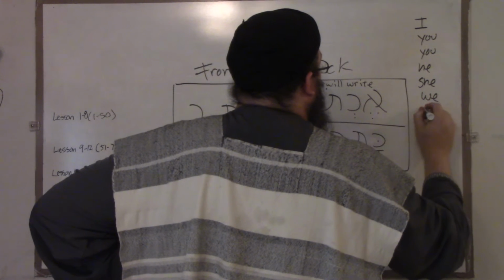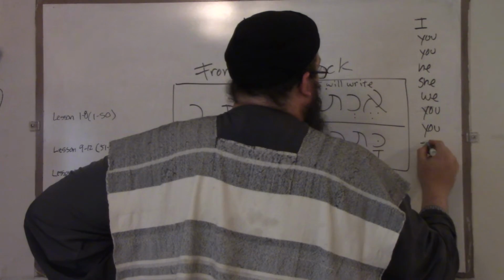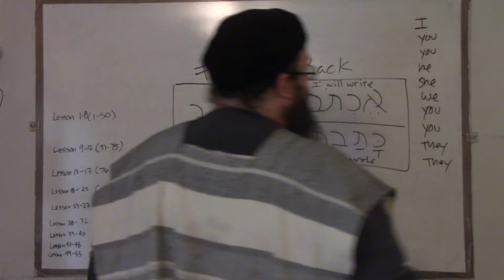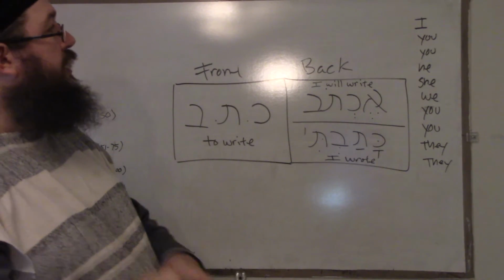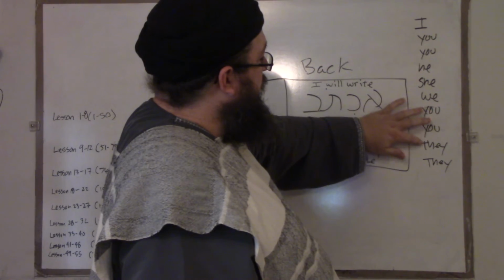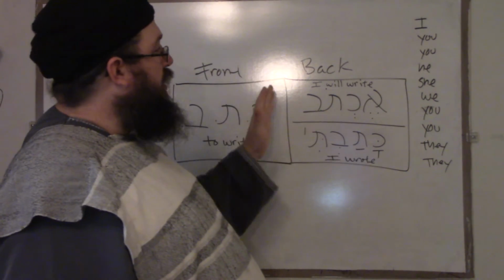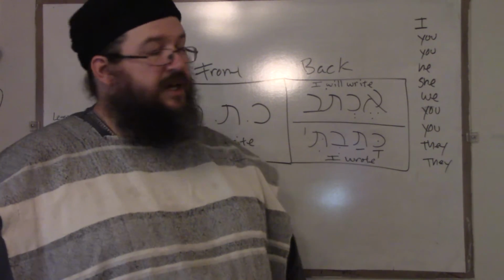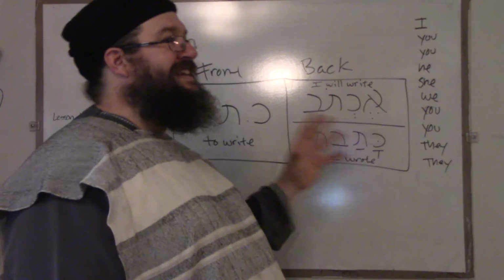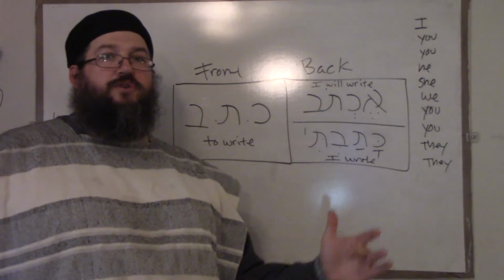Then you have you masculine, you feminine plural, they, and they, because for future. So if you look at it, you have 1, 2, 3, 4, 5, 6, 7, 8, 9, 10. You have 10 ways of saying this one word in the future tense. In Hebrew, you have 9 ways of saying. So that's 19 ways of saying this word right, whether future or past.